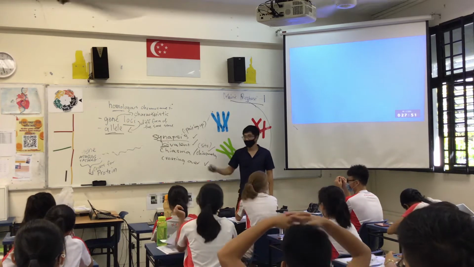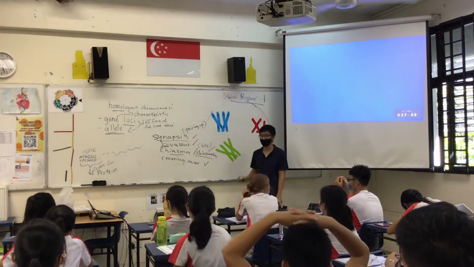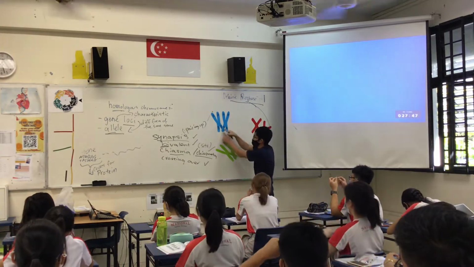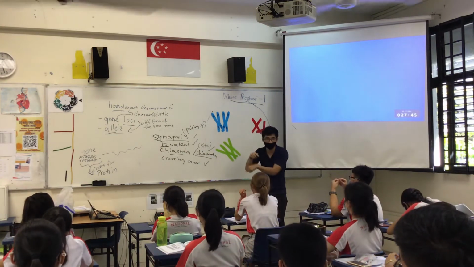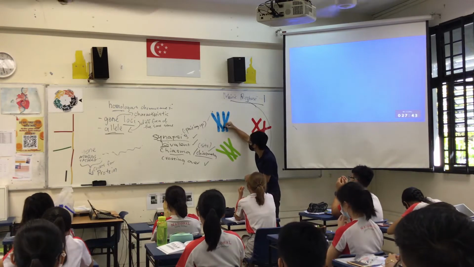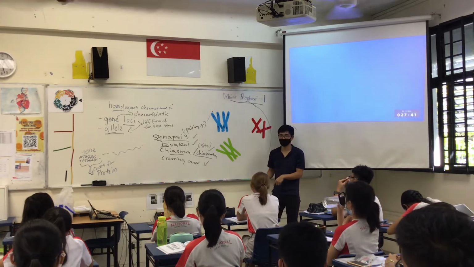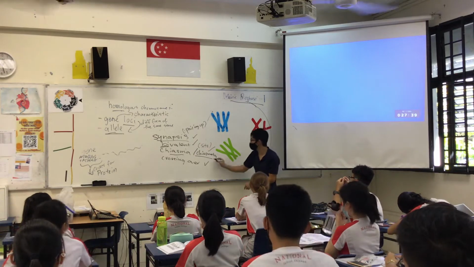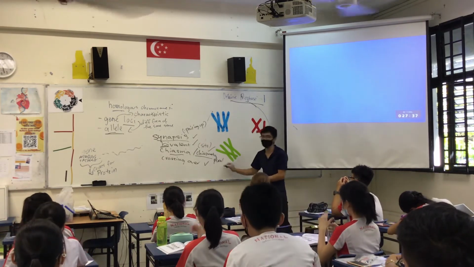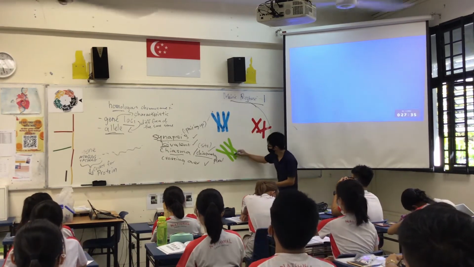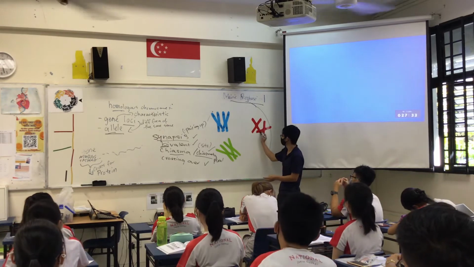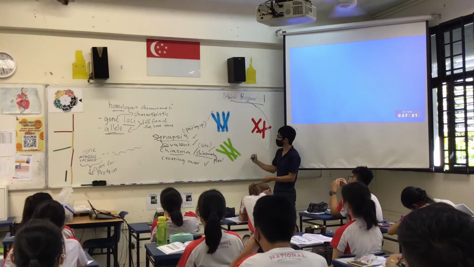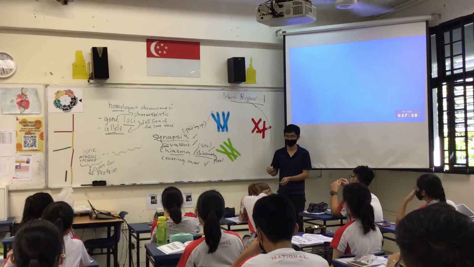Chiasma or chiasmata just refers to the point where they overlap each other. This point over here is a chiasma. Chiasmata is the plural of it. Plural means got a lot. So here is another chiasma, and here is another chiasma. We see 3 chiasmata.